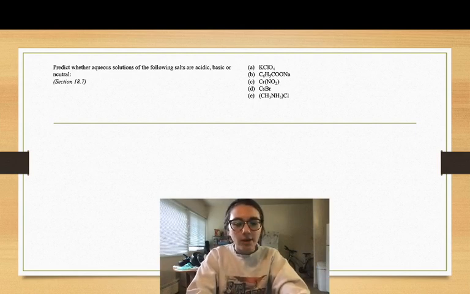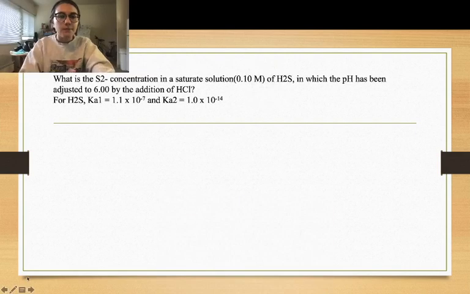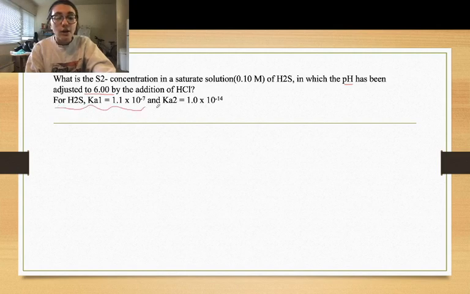Okay, seen 8. What is the sulfur concentration in a saturated solution? So I'm going to quickly pull up my pen here. So this is already a diprotic thing because it says 2-, and I can tell this is going to be tough because it's pH adjusted, and that always freaks us out. So I also can see that it's diprotic because I've got 2 Ka values. So this means I'm going to be losing 2 hydrogens at the same time. So I got S2- and I'm losing 2 hydrogens.